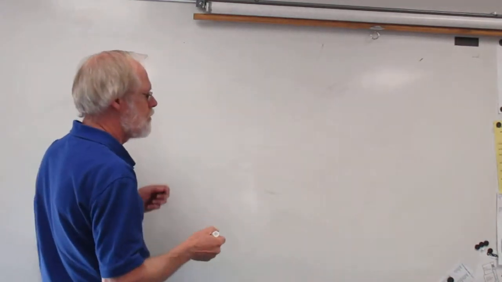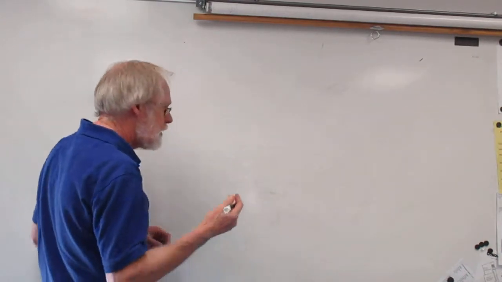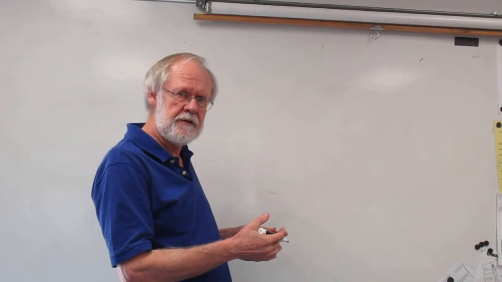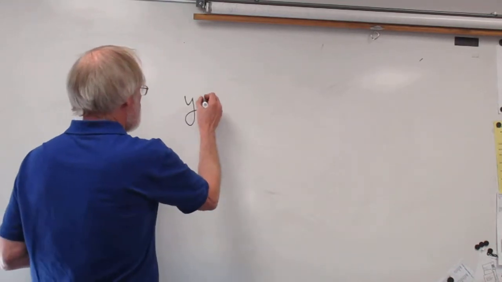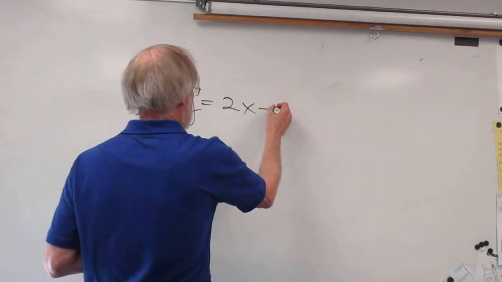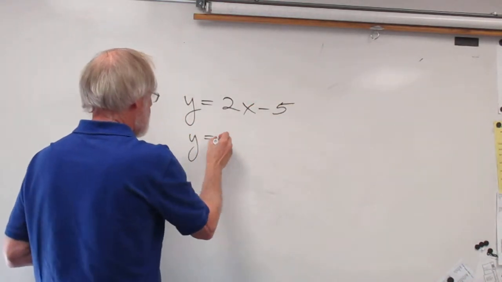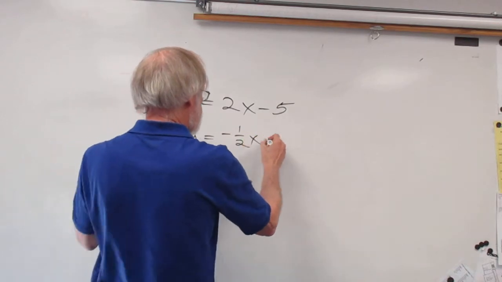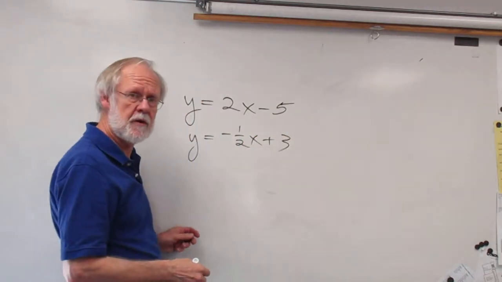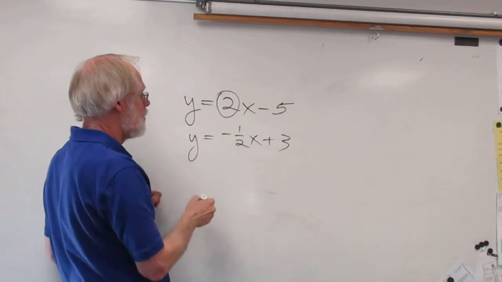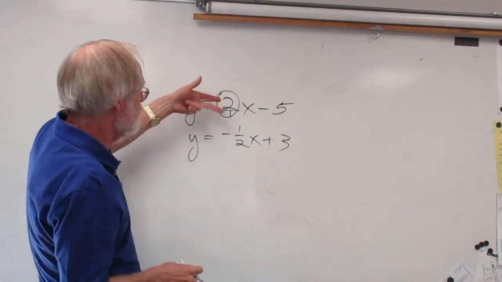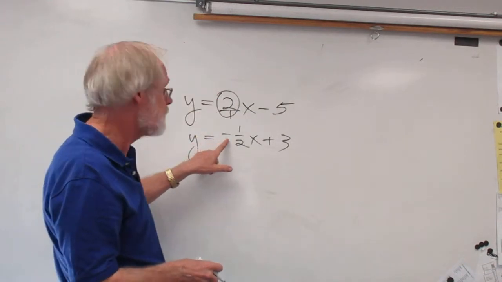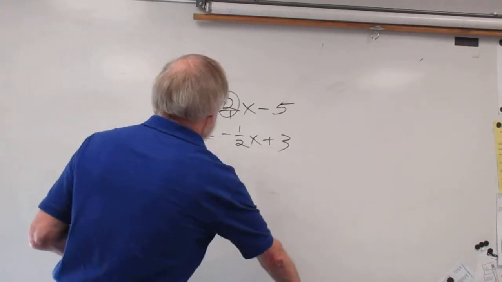If two lines are perpendicular, they have opposite reciprocal slopes. That means the slopes have opposite signs and they are the upside down version of each other. So y equals 2x minus 5 and y equals negative 1/2 x plus 3. Those two lines are perpendicular because one has a slope of 2, which is 2 over 1, and the other one has a slope that flips this over and changes its sign to negative 1/2.